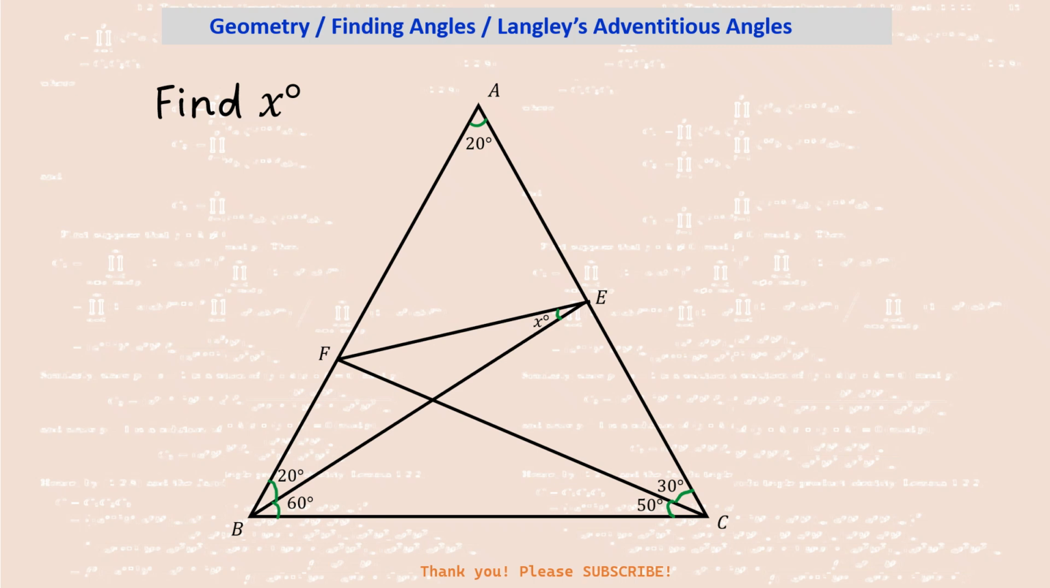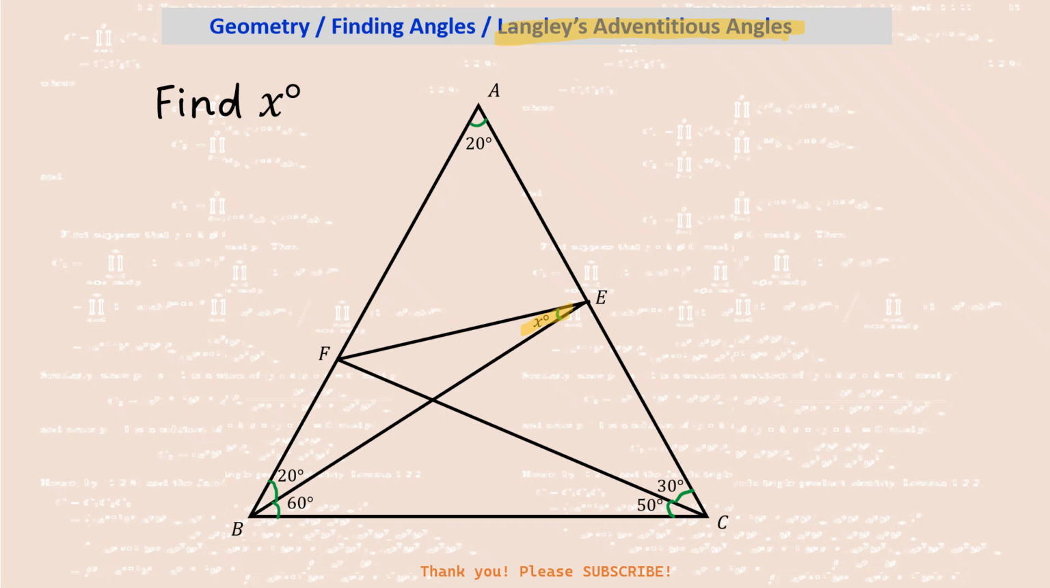So in this question, we need to find the value of x. This problem is also known as Langley's adventitious angles. It is actually a geometric puzzle, and a perfect problem solving question. You would use elementary geometry to work out the angle x.